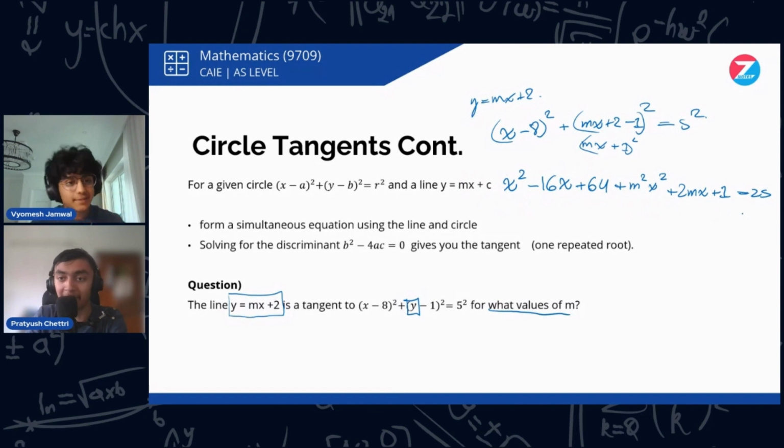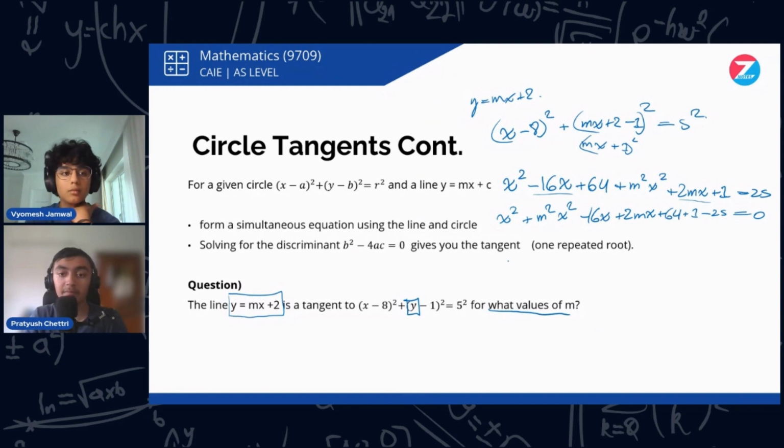So now we're going to make it a quadratic equal to 0. We're going to bring the 25 over. I'm going to group the x squareds together: x squared plus m squared x squared, minus 16x plus 2mx, and I'm going to put 64 with the constants. So now I have (1 plus m squared) x squared plus (2m minus 16) x plus constants, which simplify: 64 minus 25 plus 1, 40.